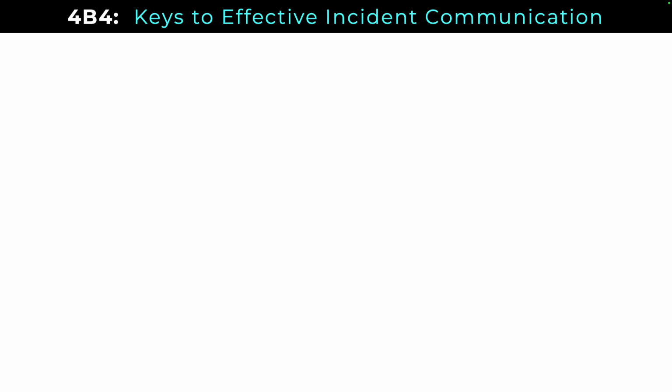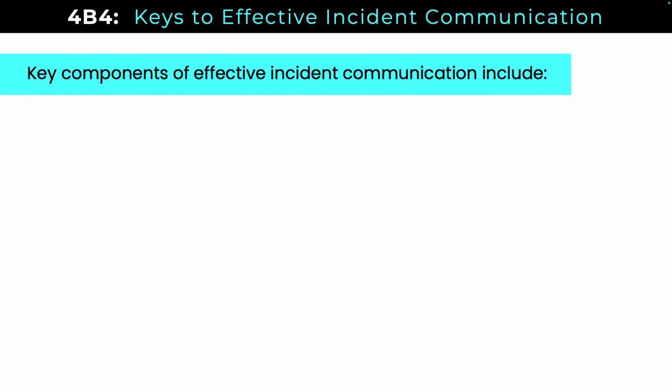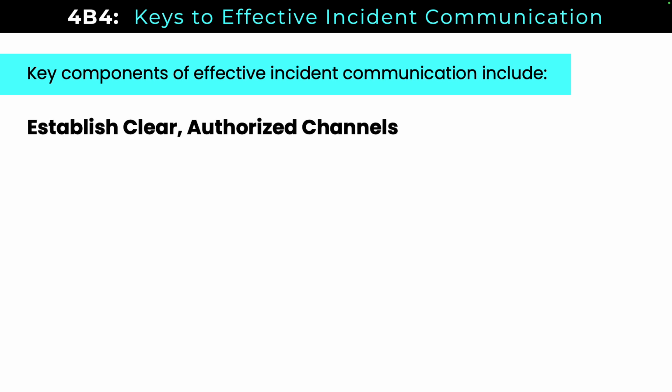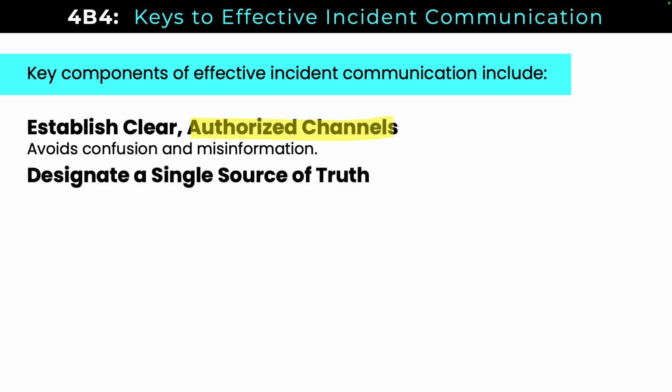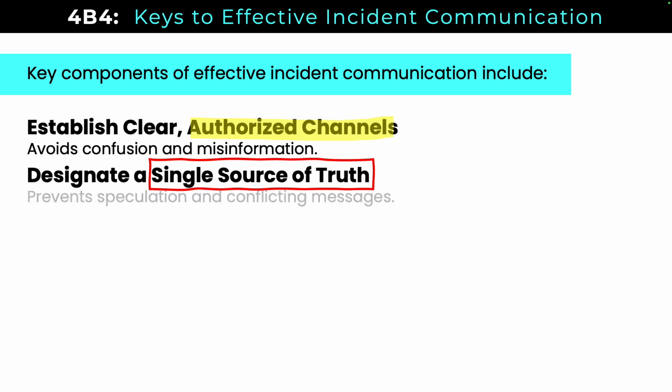So the keys to effective incident communication include establishing clear, authorized channels. This avoids confusion and misinformation. We want to designate a single source of truth. This prevents speculation and conflicting messages. If we know the authorized channel and who is delivering that information, then there's no confusion about the current and correct information.